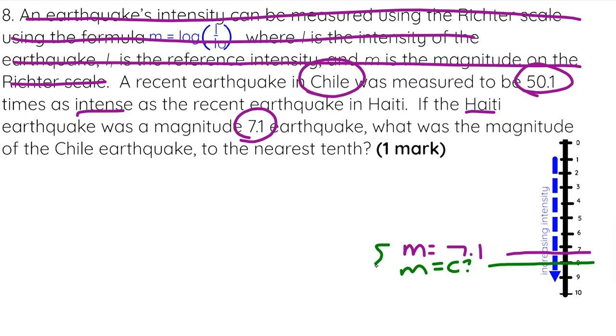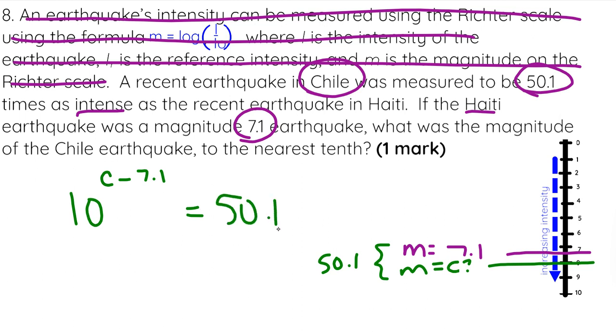We know that the difference between these two intensities will be 50.1. So since it's a log scale, we just need to know how many factors of 10 we are going up on that scale to be an intensity factor of 50.1. So we'll do 10 to the strongest, which is the Chile magnitude, take away the magnitude of the earthquake in Haiti. The difference between those on a scale factor of 10 is an intensity of 50.1. So now that I have an exponential function, I can just switch it into log form.